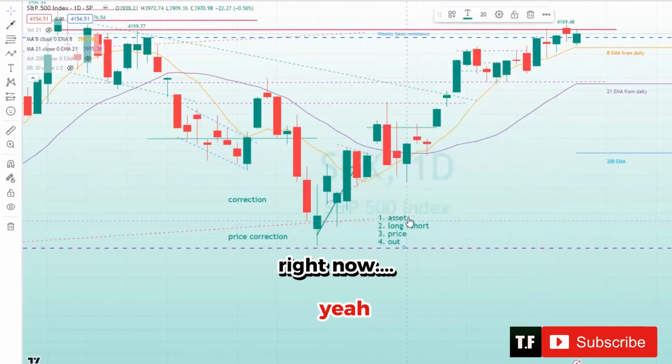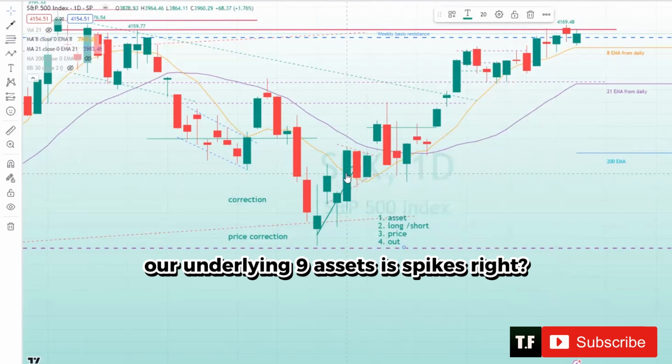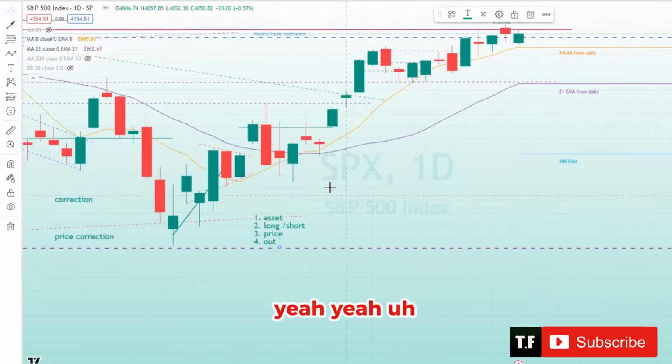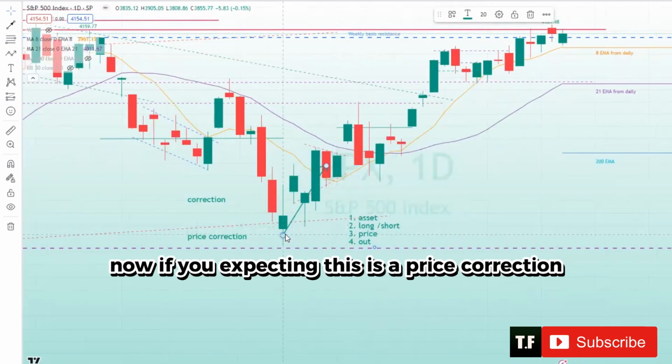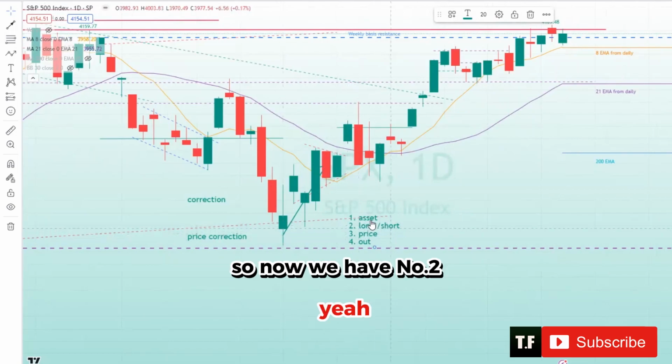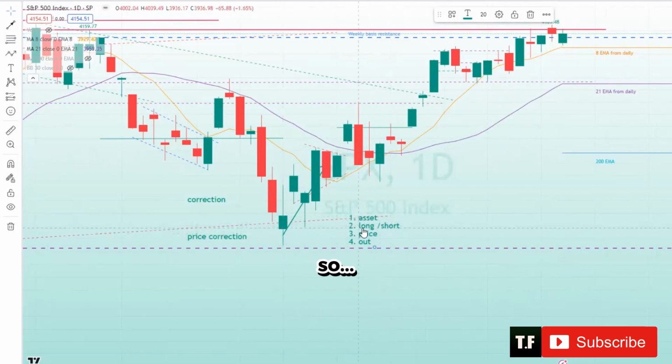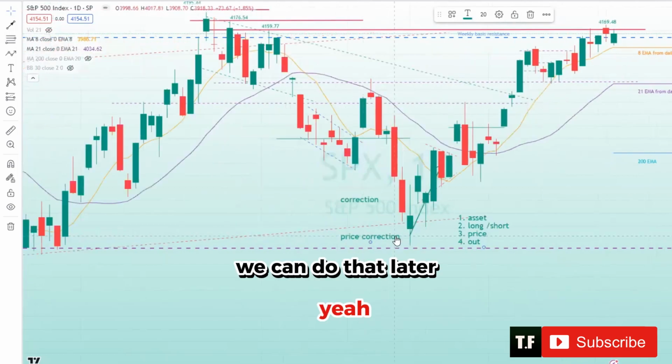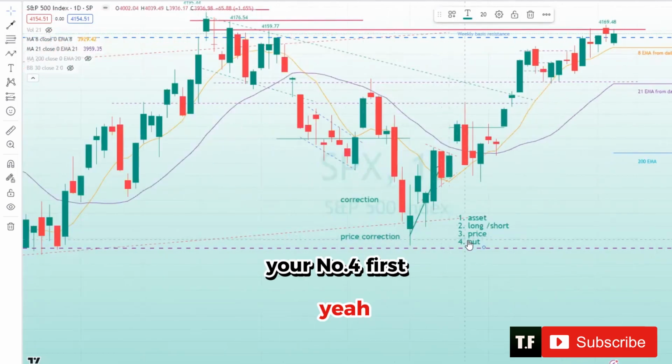Right now, we know our underlying asset is spikes. Now, if you're expecting a price correction, what are you expecting? You want to long this one. So now we have number two. Number three, we need price. Price, we can do that later. However, I can tell you number four first.